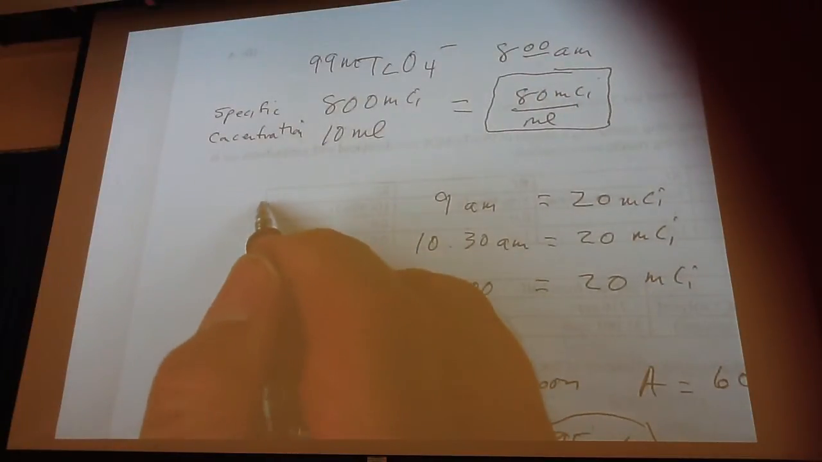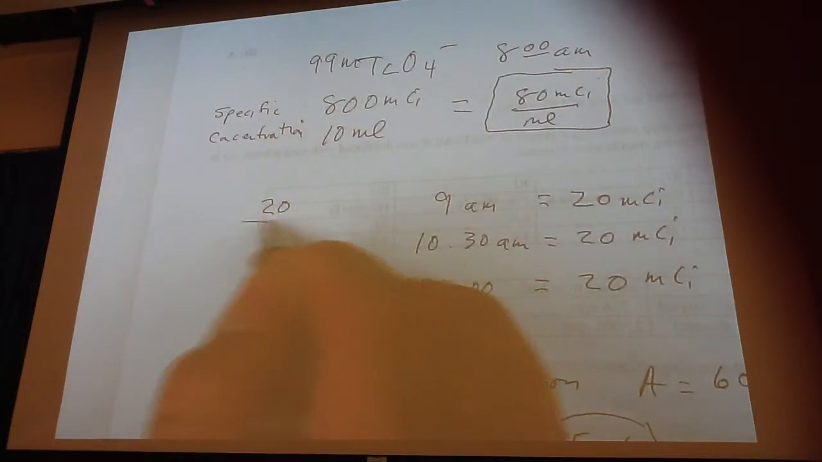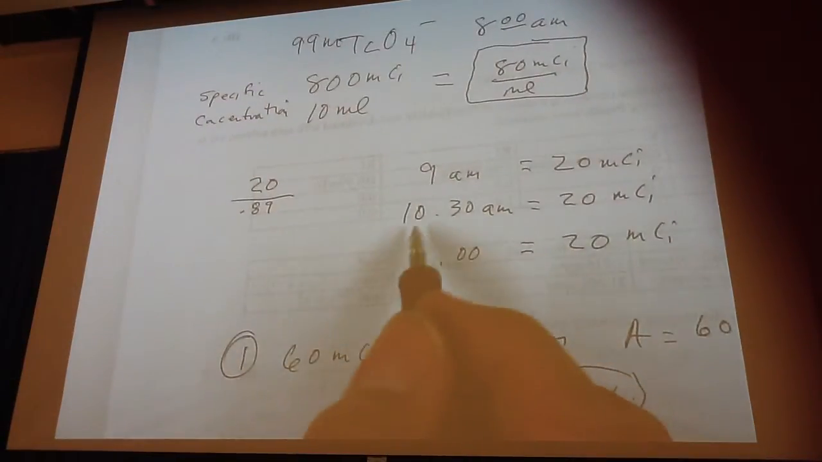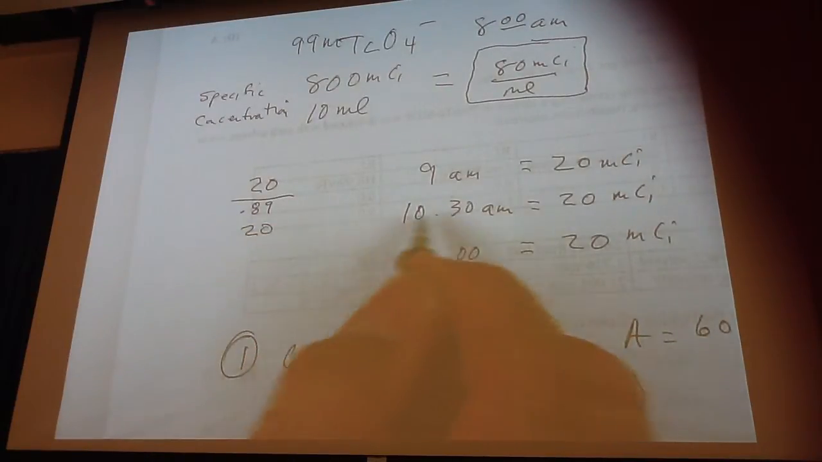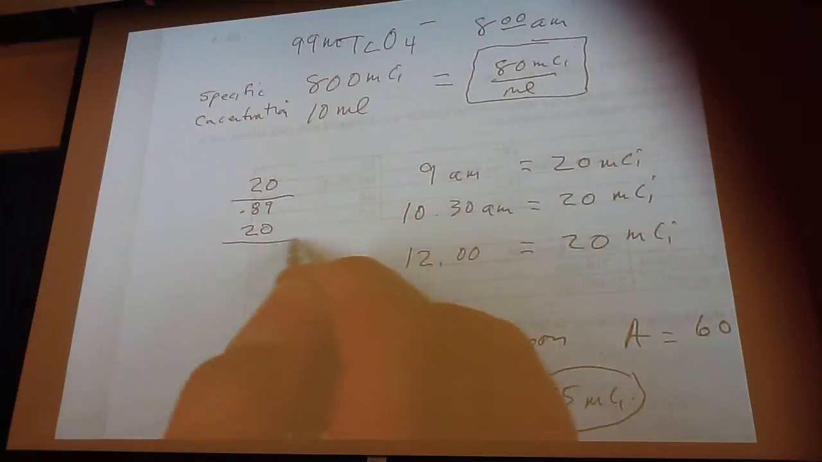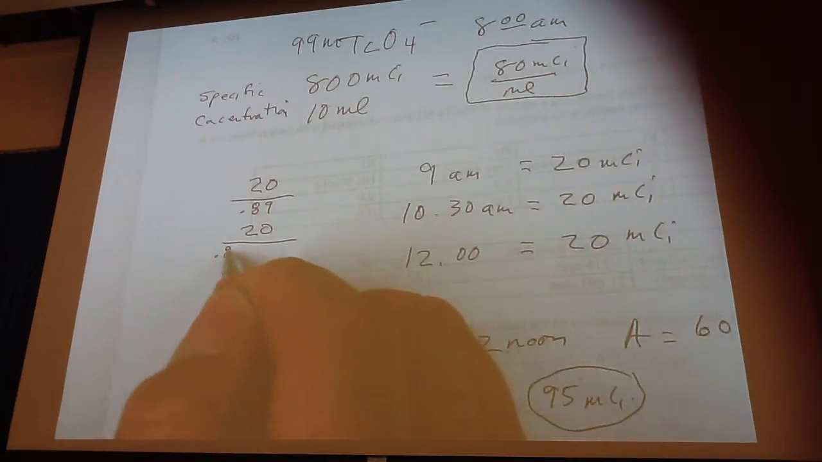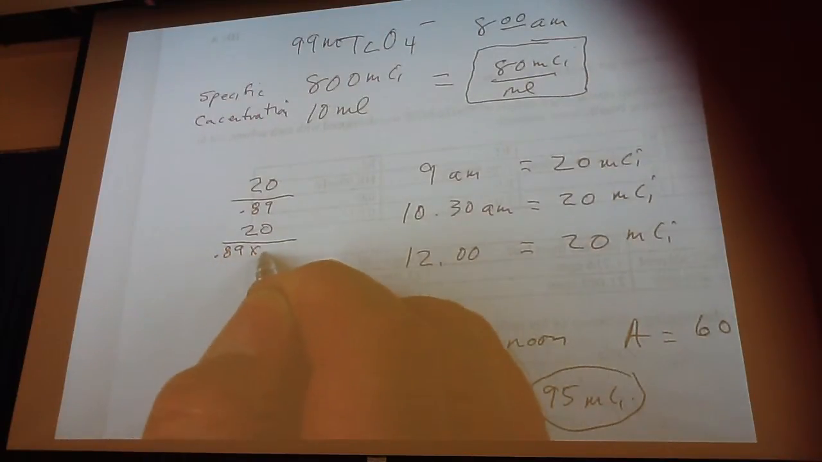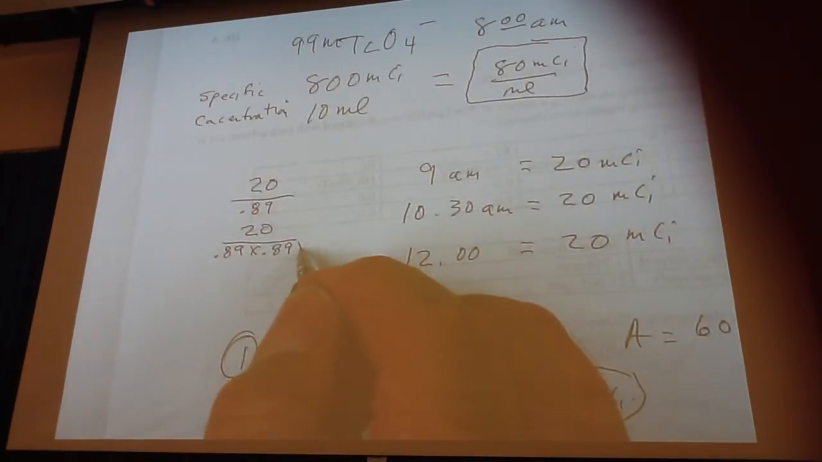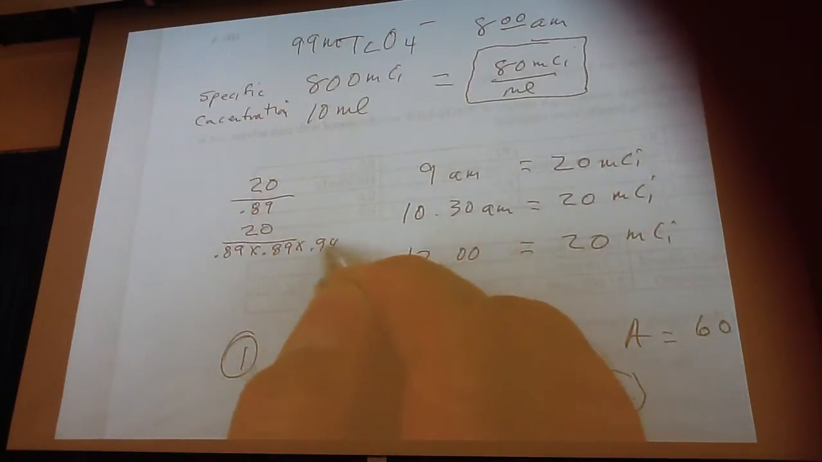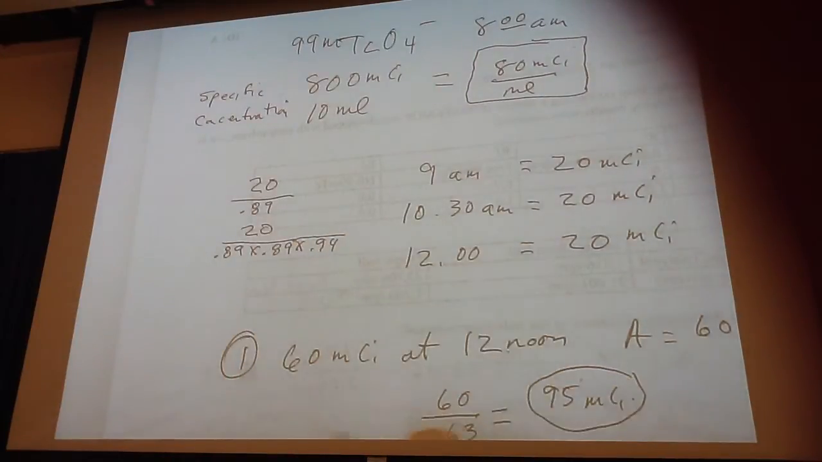Okay, you have 20 millicuries, and you're going to divide it by the 1 hour decay factor of 0.89. On this one here, you've got 20 millicuries, we've got 2.5 hours post-decay. So here's 0.89 for the first hour, multiply that times 0.89 for the second hour, and then multiply that times 0.94 for the half hour. Okay?